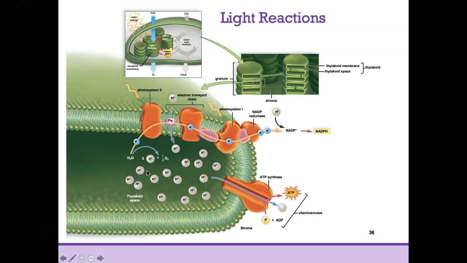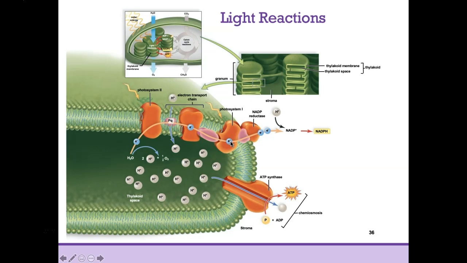So one more time we can review. Photosystem 2, again, has a special chlorophyll. The electrons within chlorophyll will be excited. Those electrons will then be replenished by those from water. Those electrons are passed along the electron transport chain in the thylakoid membrane, and then hydrogens can be pumped inside the thylakoid to create a gradient.